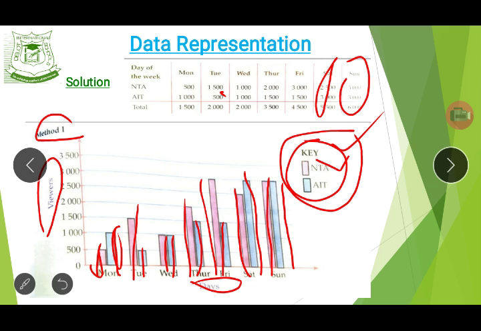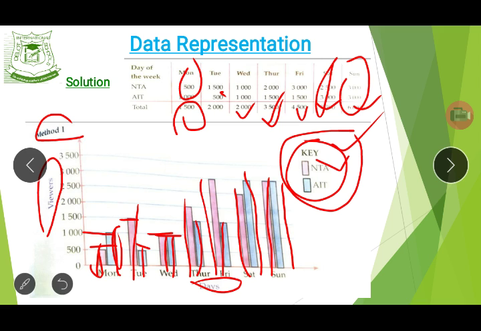This is a way to represent your values. And then when you add them together, like you see here, 1,500 for Monday. So you have 1,000 plus 500. We have 1,500. Do you see that now? On Tuesday, 1,500 plus 500, we have 2,000 viewers. The same for Wednesday, 1,000 viewers for both of them, we have 2,000 viewers. The same goes for Thursday. You keep adding them, and then you have the total number of viewers for each day.